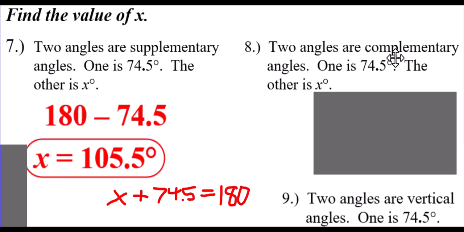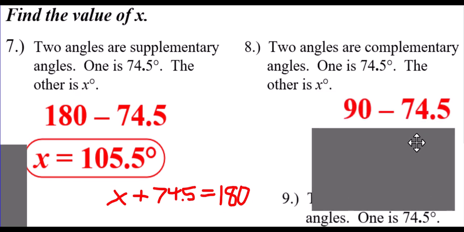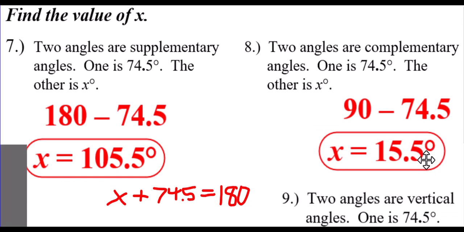All right, number 8. Two angles are complementary. That means they add up to be 90 degrees. So you can take 90 minus 74.5, and that's going to give you the answer for x, 15.5 degrees. Again, if you wanted to set that up as an equation, like I was showing you as an alternate method for number 7, except that on number 8, the equation, they would add up to equal 90. You could do it that way if you wanted to.